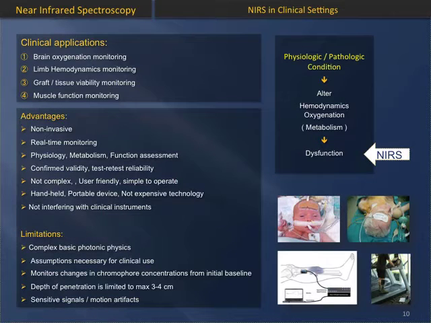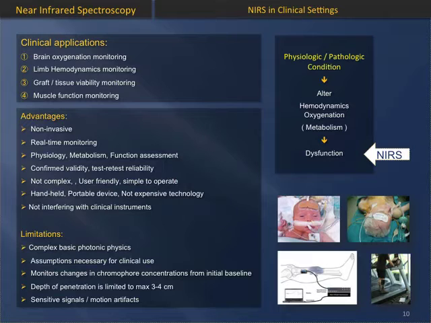The main advantages of near-infrared spectroscopy are that it's a totally non-invasive method. It's a real-time monitoring method. It can provide us with direct information on the physiology, metabolism and function of tissue in real time. The validity and reliability of this method has been confirmed in several studies in different disciplines.